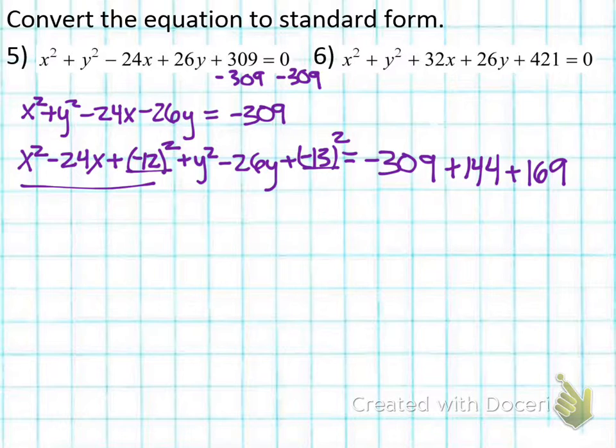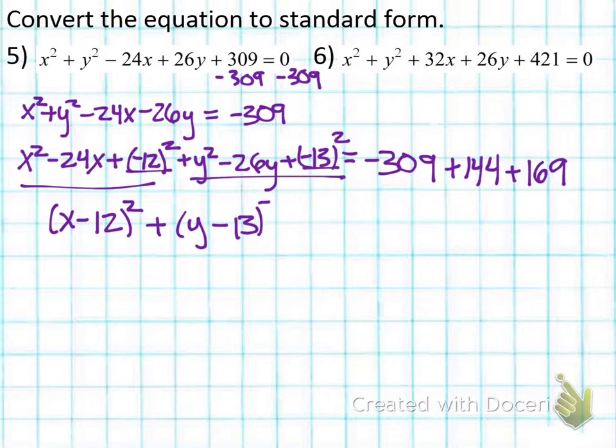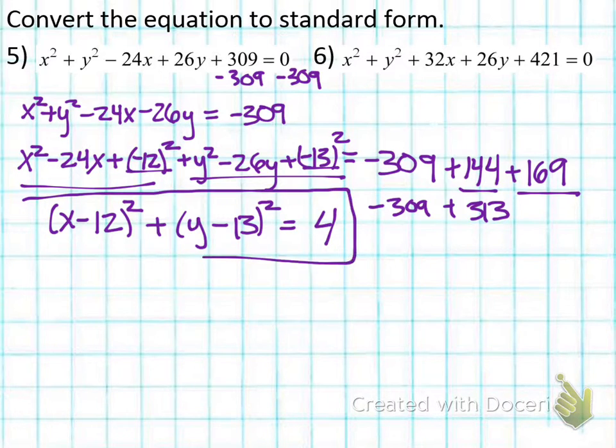This, I know, goes down to (x - 12) squared. This goes to (y - 13) squared. And then if I do the addition over here, 144 and 169 would give me 313. So I have -309 plus 313, which gives me +4. Okay, so you would be done with the problem at this point. This is the standard form equation.